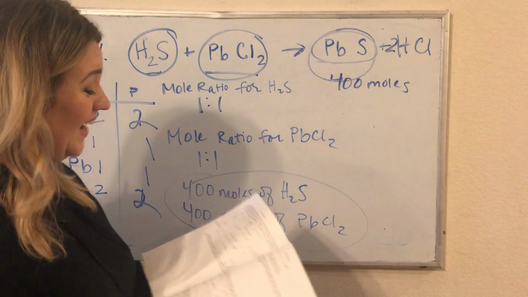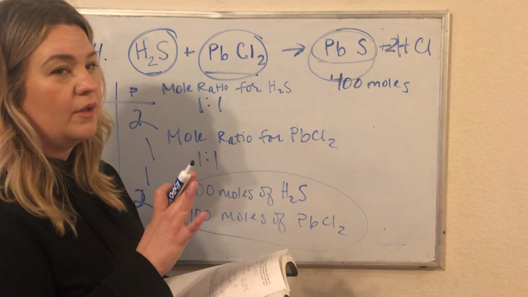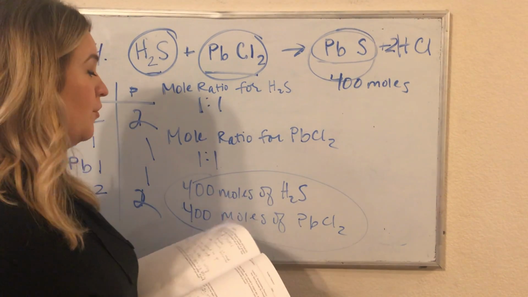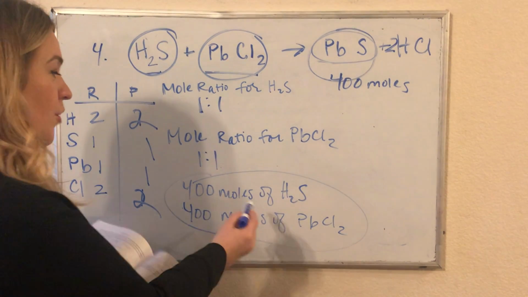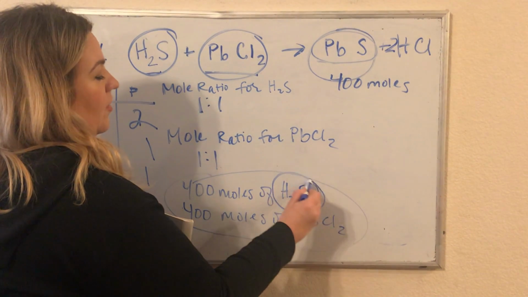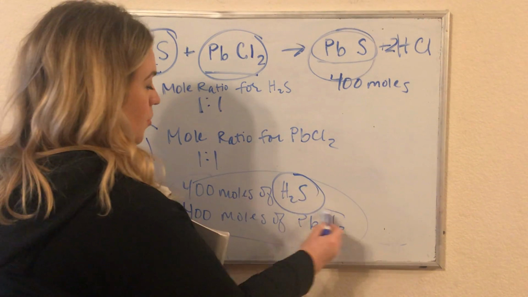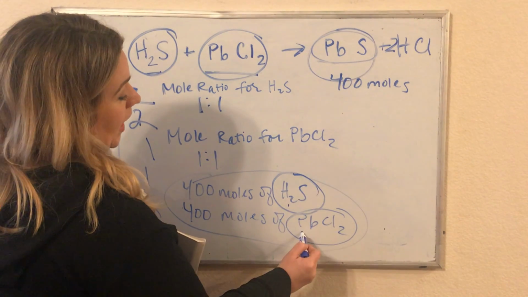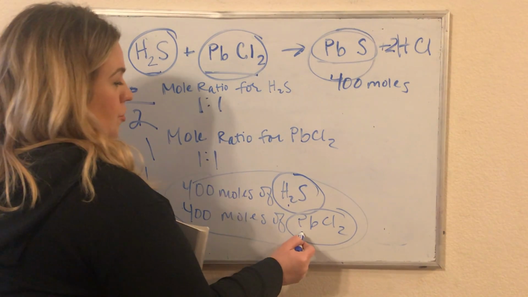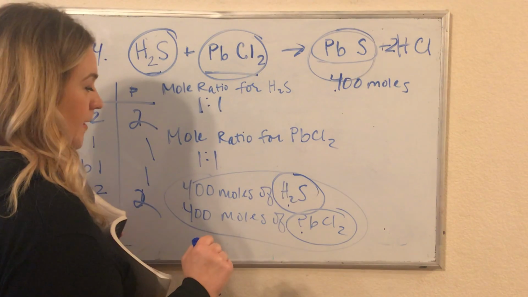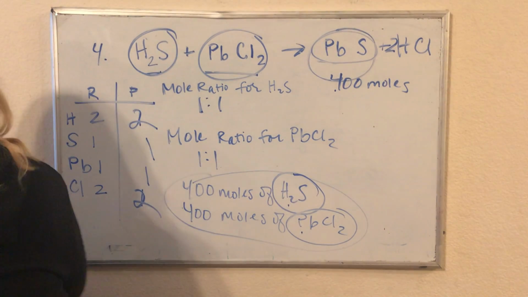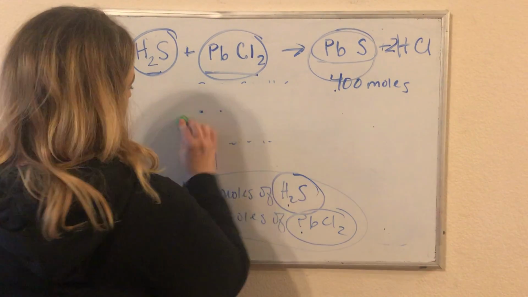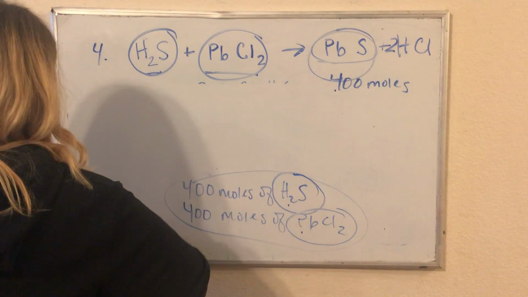Now the next step is they asked for grams, so make sure that you're getting the amount that you need. Moles is just part of the way. Now we have to convert these to grams. And the way that we convert these to grams is we find the molecular formula weight for each one of these. Okay, we need to know how many grams of hydrogen sulfide and how many grams of lead chloride to yield 400 moles. Okay, so let me erase some of this so that it's a little bit simpler to read and find the formula weights.